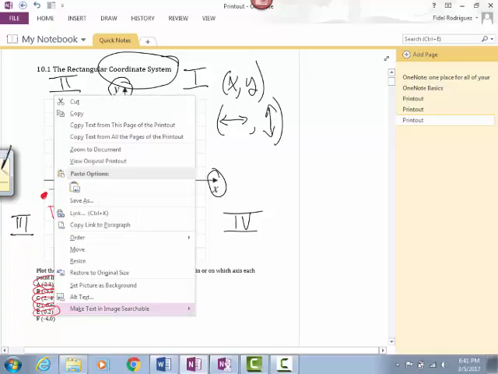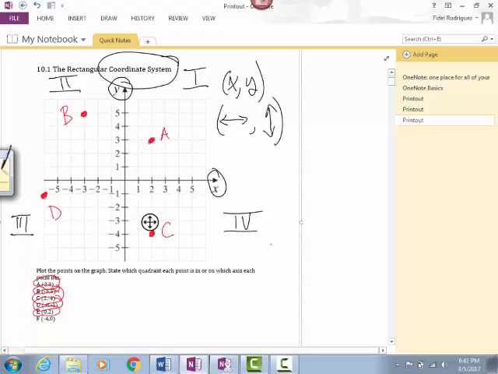Now, my point E has the first coordinate of 0. That means I'm not going to move to my left or my right, but I am going to move up 2 since my second number is a positive 2. And that's going to be my point E. And then finally, my point F is the point negative 4, 0. So I'll move to the left, 1, 2, 3, and 4. But since my second number is 0, I'm just going to stay right there, and that's going to be my point F.